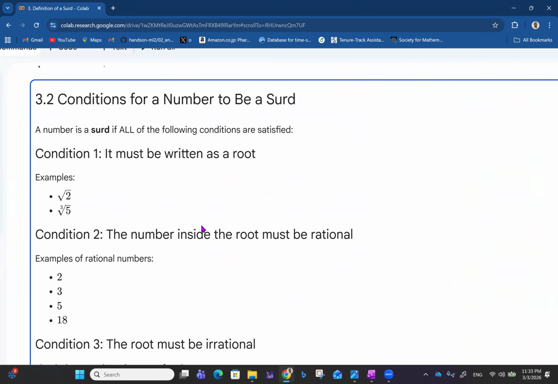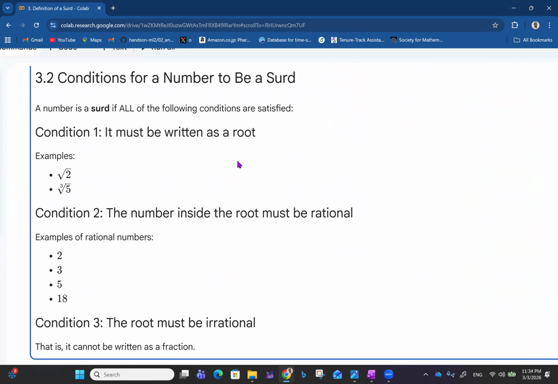So we go on to talk about conditions for a number to be a surd. Just like what I've explained, a number is a surd if all of the following conditions are satisfied. Number one, it must be written as a root. So there must be a root, whether square root or cube root, something like root 2 or cube root of 5. These are surds. Condition 2, the number inside the root must be rational. So you take the root of a rational number, and that root cannot be expressed as a rational number, then it becomes a surd.